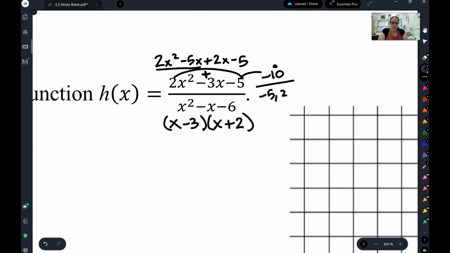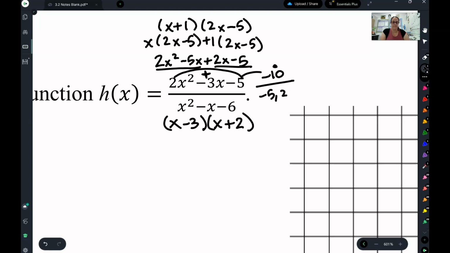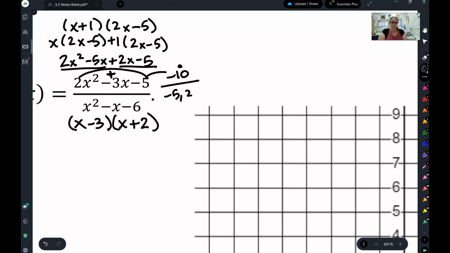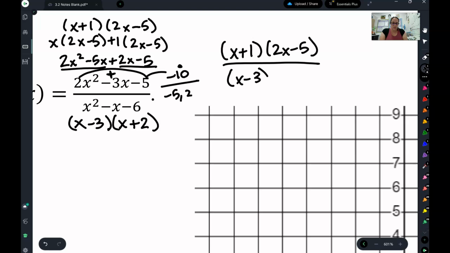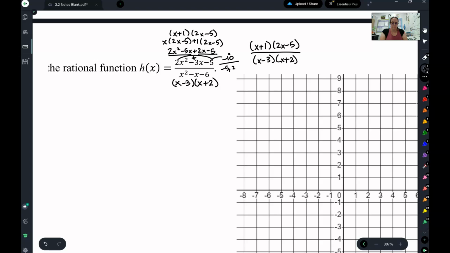Now I look at the first two, they have an x in common. I have 2x minus 5. Look at the second two, they have a 1 in common. And so it looks like my factors are x plus 1 and 2x minus 5. So this is kind of a lot of messy work, so I'm going to rewrite this. I had an x plus 1 and a 2x minus 5 on top, and an x minus 3 and an x plus 2 on bottom.